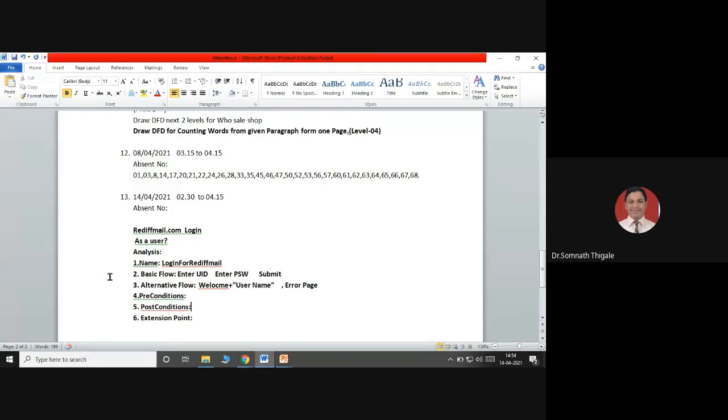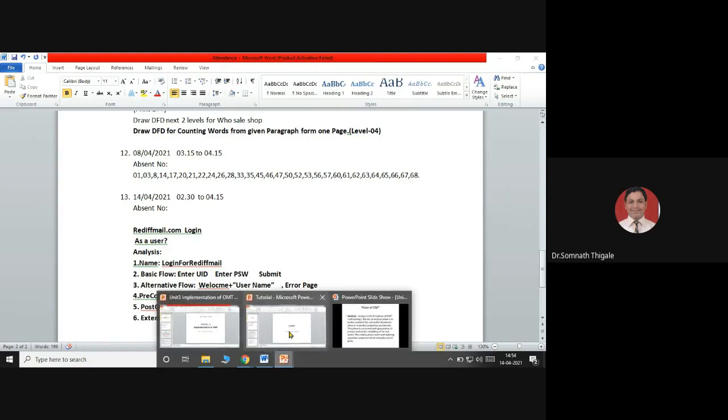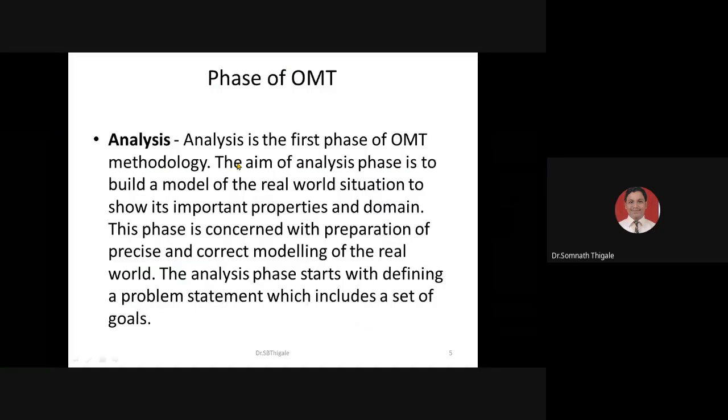So understanding this, this process, what I am calling the analysis process, and each and every thing I'm treating in terms of an object. So this entire process I'm calling simply an analysis process. So this technique I'm calling simply performing OMT analysis. So this is the analysis process.